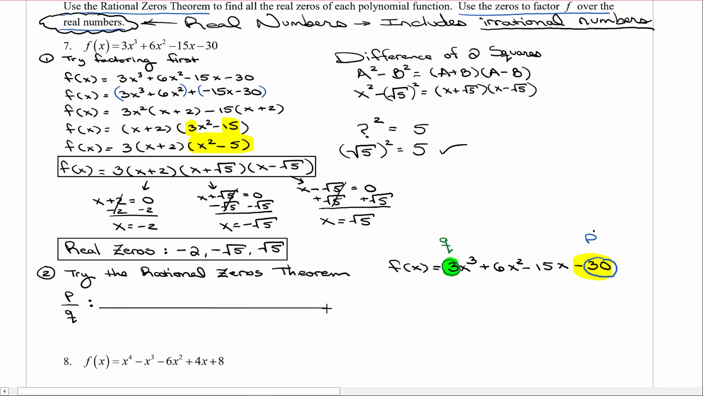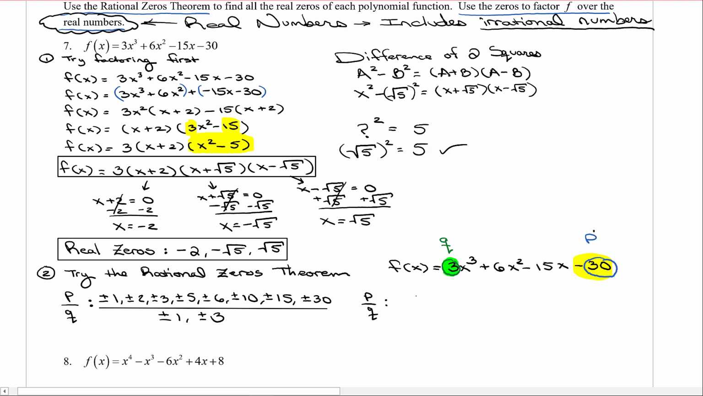Let's start off with p, all the factors of 30. Okay, so there's a few there. I got plus or minus 1, plus or minus 2, plus or minus 3, plus or minus 5, plus or minus 6, plus or minus 10, plus or minus 15, plus or minus 30. Wow, a lot of factors. And for our q, we got plus or minus 1 and plus or minus 3.